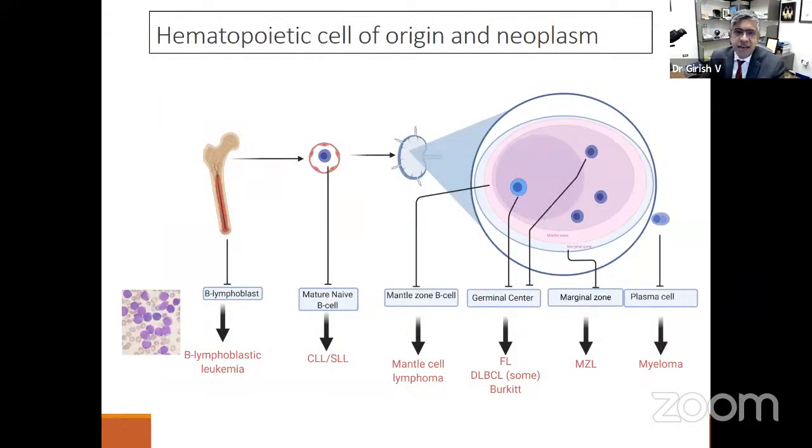So with that said, let's step back into the basic biology of the B cell, starting from the bones to the B zones. So you have the B lymphoid blast that develops from the bone marrow. And that's why you have the B lymphoblastic leukemia. This develops into the mature naive B cell, which again evolves. And tumors that arise from that include the CLL/SLL. This is a very simplistic way of talking about CLL.